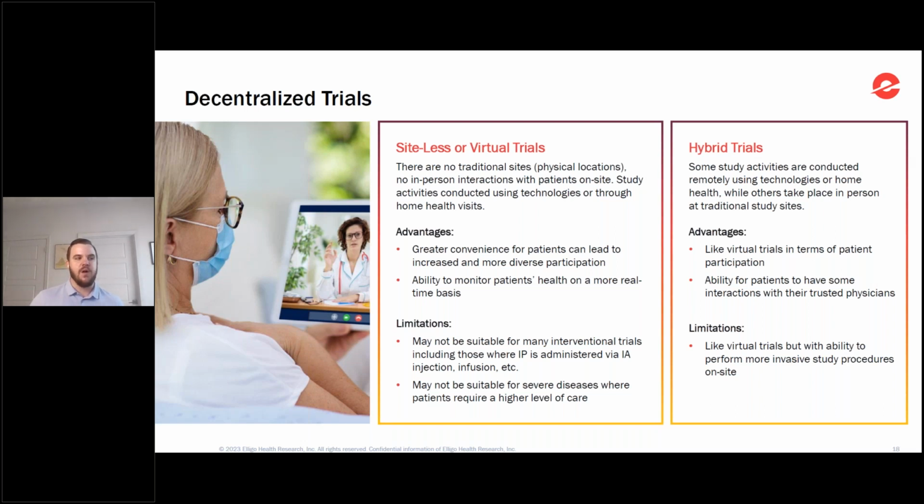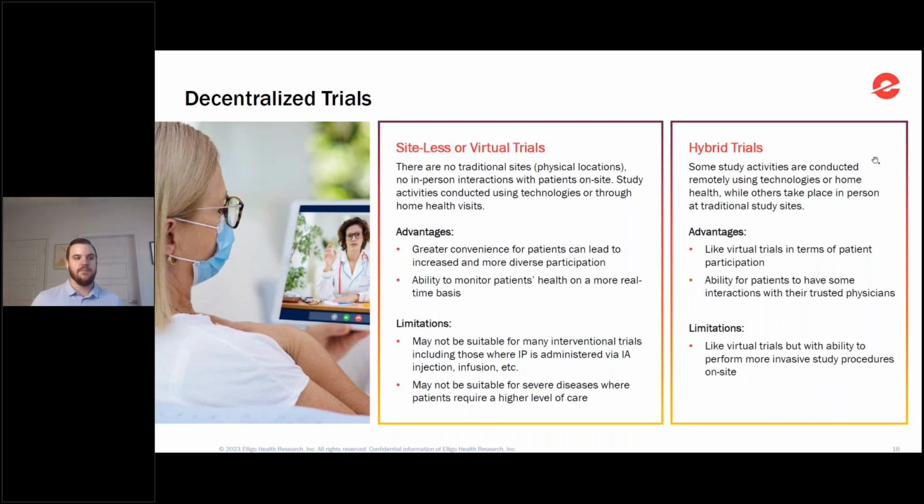But that being said, there are some very real limitations to this model. And obviously that has implications as to what types of studies, and I should say that based upon protocol design and so on, can be conducted in a fully siteless or virtual model. So as a little bit more granular of an example of the limitations, virtual trials may not be suitable for many interventional studies.